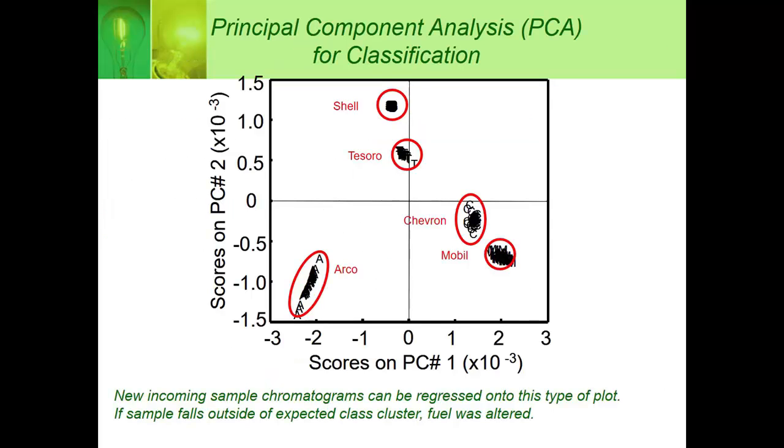And so what she did is she did a principal component analysis and took those 210 gasoline samples and she labeled the source of each sample with a single letter. She got a bunch from a Chevron station, a bunch from a Mobil station, Tesoro, Shell, and Arco.